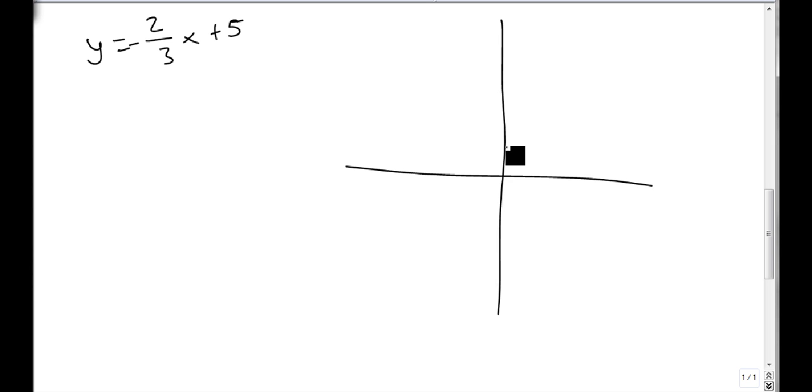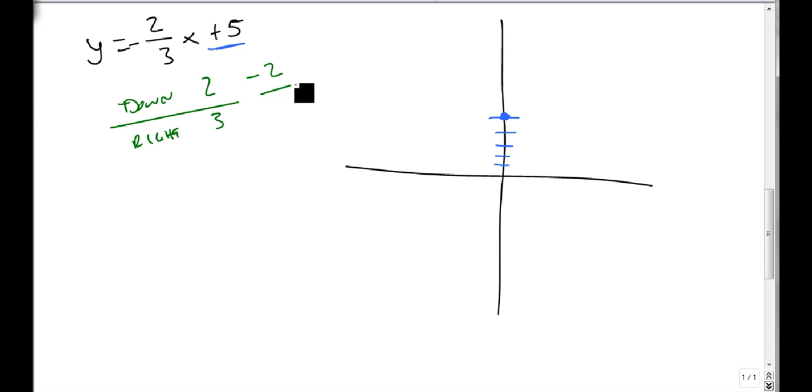Just as a further example, suppose that I have y equals negative 2/3 x plus 5. Well, same thing. We start up at positive 5. And then now we've got a couple of options. We can either go down 2 as a negative 2 and to the right 3 as a positive 3, or we can go up 2 and to the left 3, because that'll give us negative 2 or positive 2 over negative 3. Either of these will work.